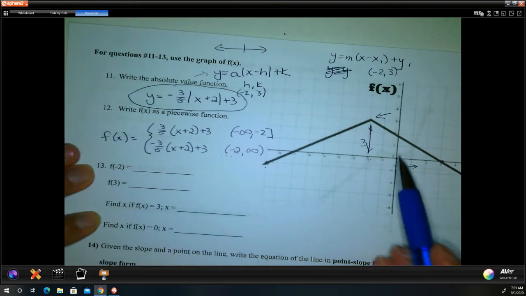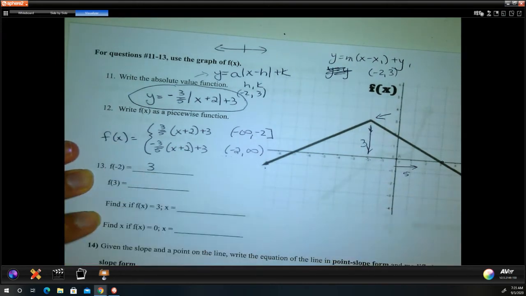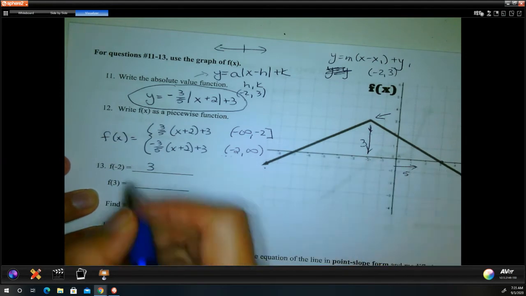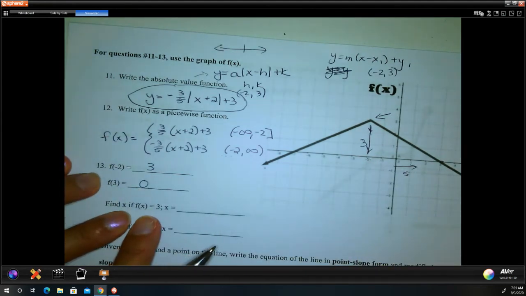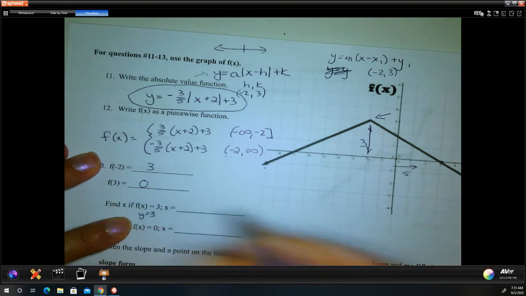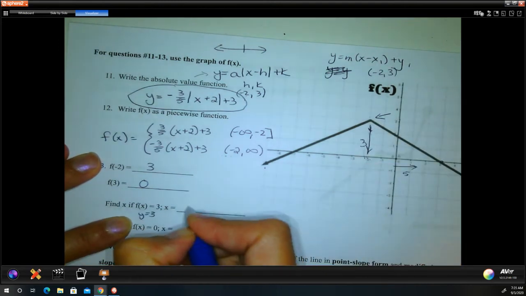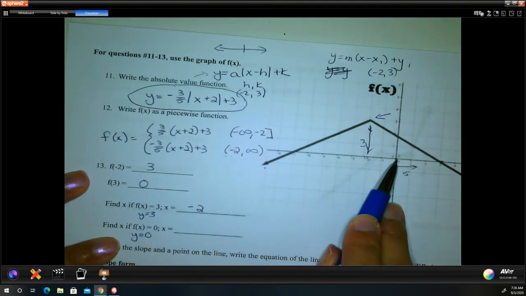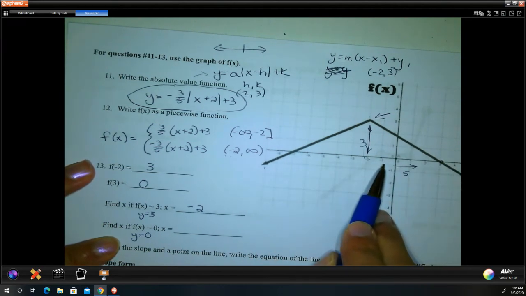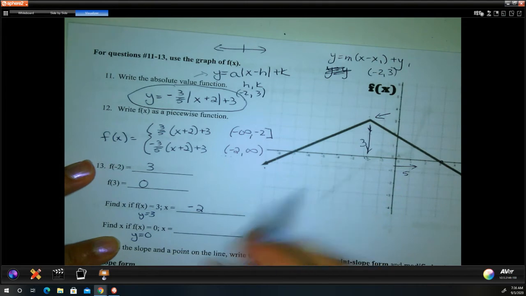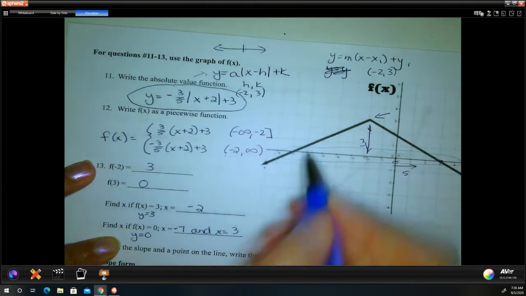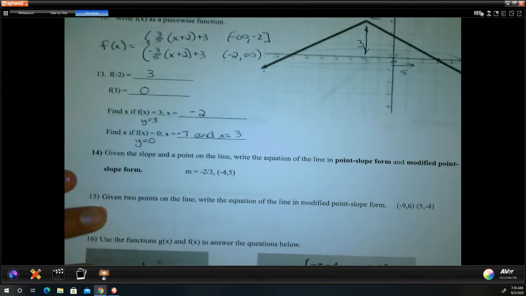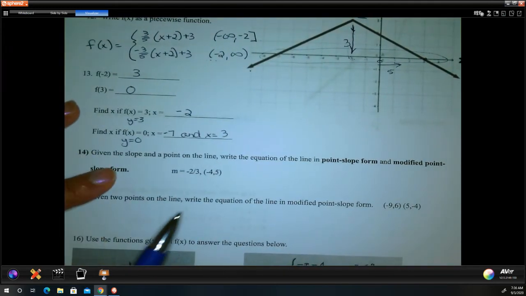All right, find f of -2. So f of -2 is +3. F of 3 is 0. Find x if f of x is 3. So now I'm going to go to 3 on my y, and that's still my vertex, so x is -2. Find x if f of x equals 0. So it's 0. Now I hit it twice. That is -1, 2, 3, 4, 5, 6, 7. So x is -7, and x is 1, 2, 3. So y is 0, it hits those 2 points. So there's 2 solutions.